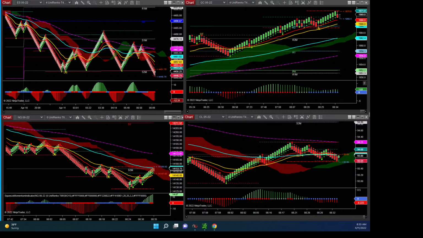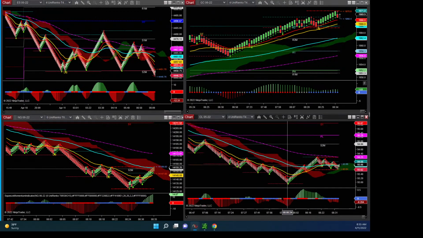So now crude is in a range right here. So you have lower highs and lower lows going down. Momentum is to the downside, but we are above the cloud. So 835.